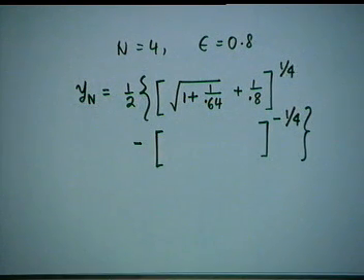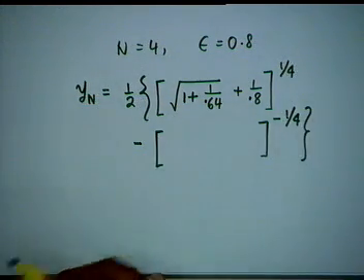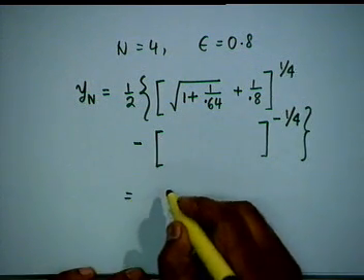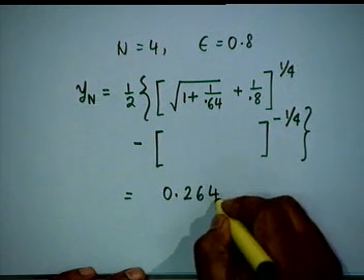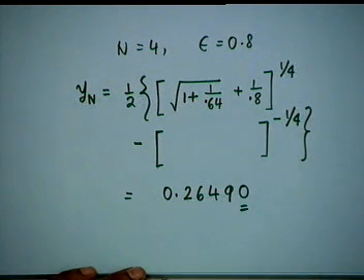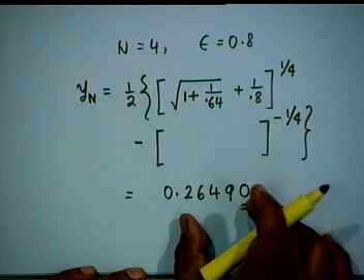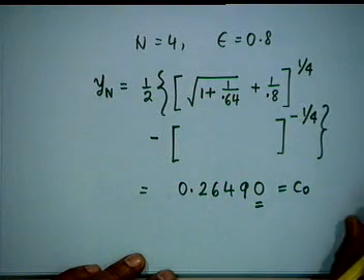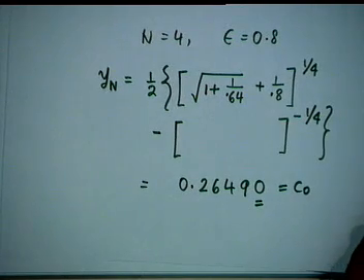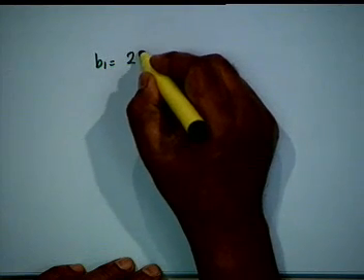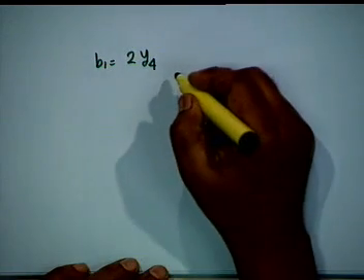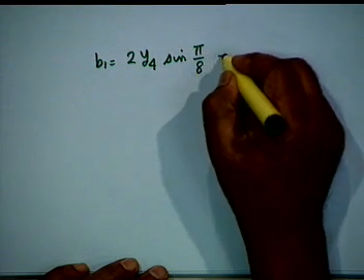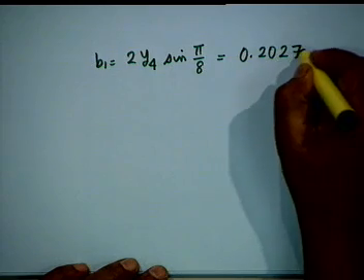Requires a little bit of calculator calculations, do not get mixed. This sign is positive in both of them, it is an identical factor, and this works out to my calculation 0.26490. This 0 is significant. I could have omitted this, but it shows that I have calculated correct up to 5 places of decimals. Okay? This is yn. And once you find yn, yn is the same as C0. So you have to find out, n equal to 4, therefore 2 B's and 2 C's. Okay? B1 is equal to twice y4, which has already been calculated, times sine of pi by 8, and that comes out as 0.20275.